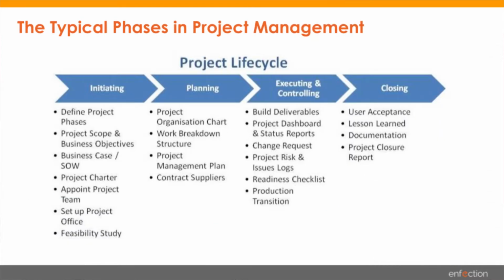So every project has a life cycle. Let's look at the typical phases in project management. First one is the initiating phase, planning, executing and controlling, and the closing stage. During the initiating phase, we define the project. We also appoint the project team, and not only that, we come up with the project charter, the scope of work, project scope and objectives. So these are the things that we do during the initiating phase.